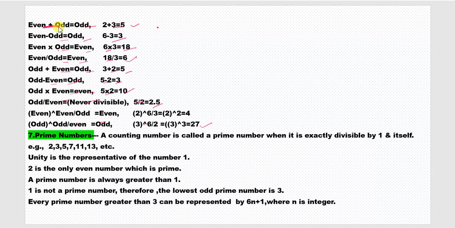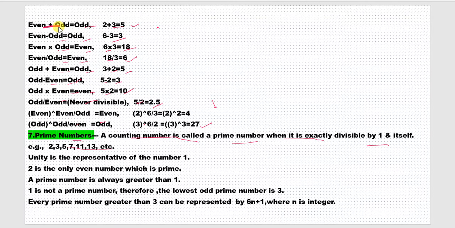Next is prime number. A counting number is called a prime number when it is exactly divisible by 1 and itself. For example, 2, 3, 5, 7, 11, 31. That is, when it is exactly divisible by 1.